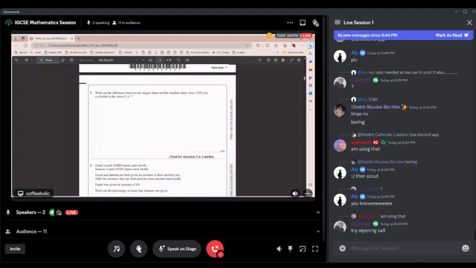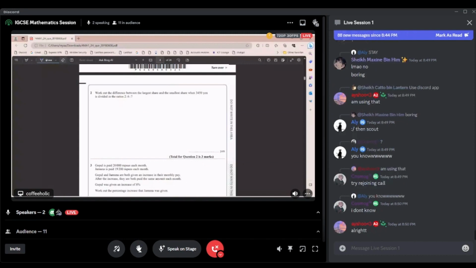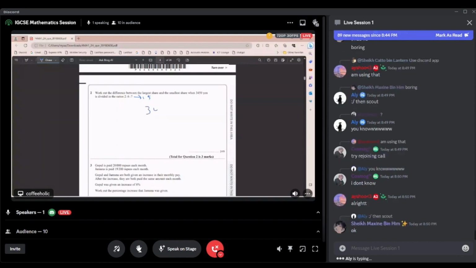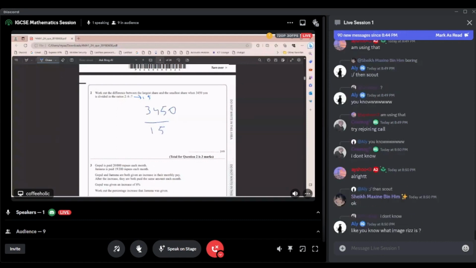So this is a ratio question, and the trick to ratio questions is basically to always add your three numbers. That should always be the first step in order to get a common denominator. So in this case, if you did 2 plus 6 plus 7, you would have gotten 15. And you would therefore divide 3450 by 15. That's what you would probably do. So you do 3450 divided by 15, which would leave you with 230.